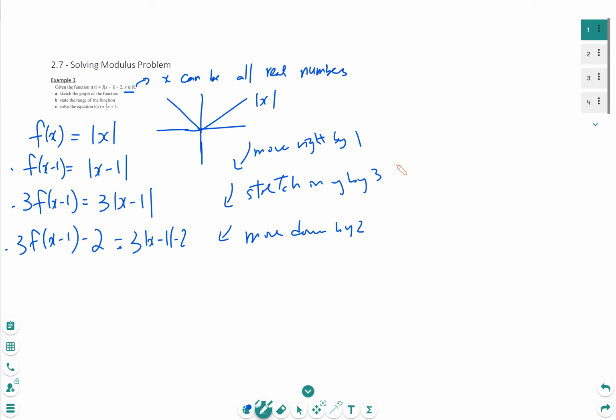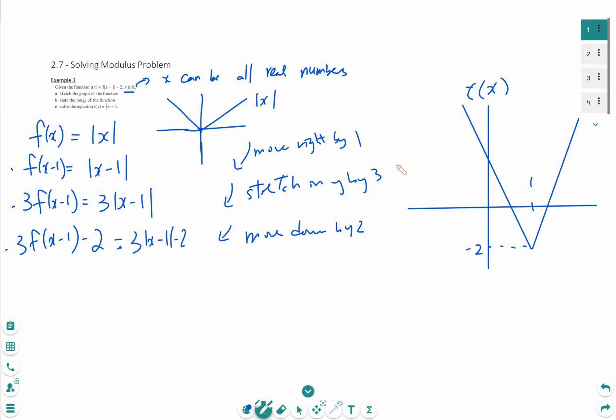So you can do it one by one. I would suggest you try it on your own. See if you can try to transform this modulus x graph into the final one. I'll show you the answer. You can pause the video now. So let me draw a straight line. The final answer would be like this. That's what I've got. And that number here will be 1, and that number here will be minus 2. Okay. So that's the t of x graph.